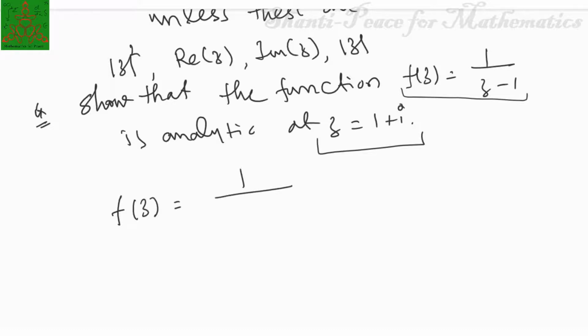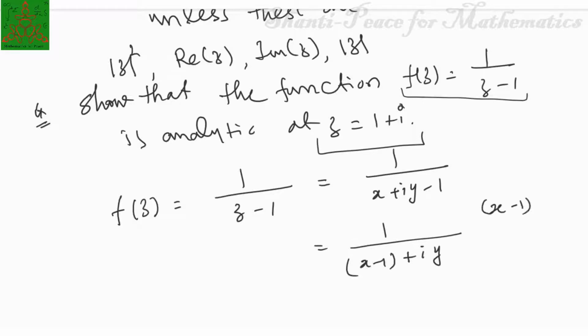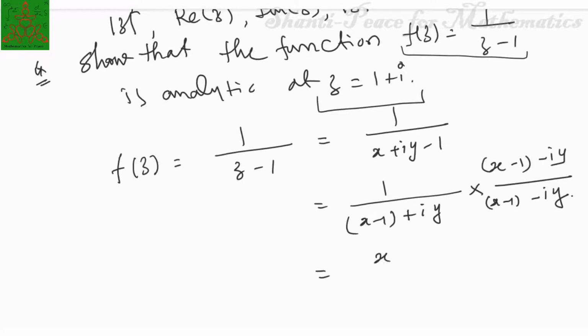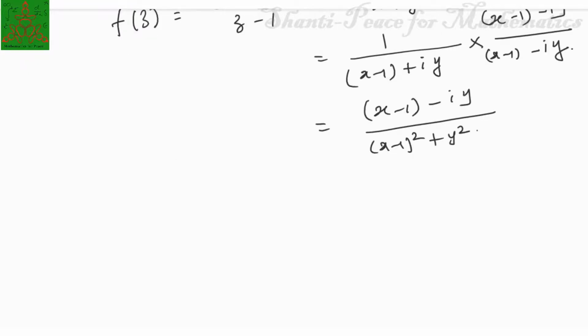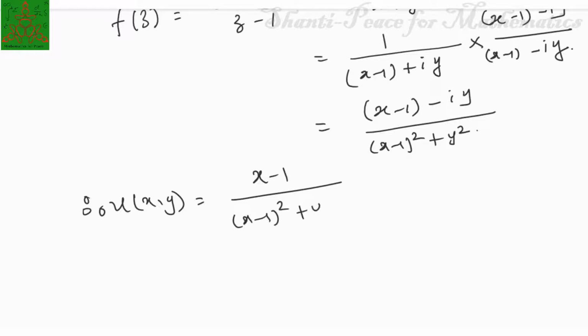If you write this z minus 1 as x plus iy minus 1, and if I multiply and divide it by x minus 1 minus iy upon x minus 1 minus iy, finally what you will have is x minus 1 minus iy upon x minus 1 square plus y square. So therefore your real component u of xy is x minus 1 upon x minus 1 square plus y square, and v of xy is minus y upon x minus 1 square plus y square.